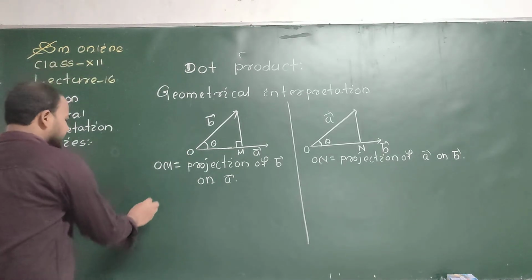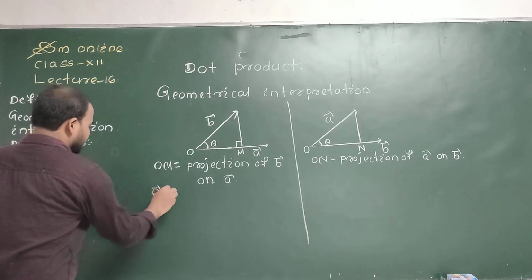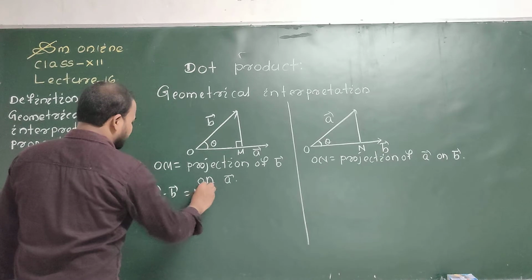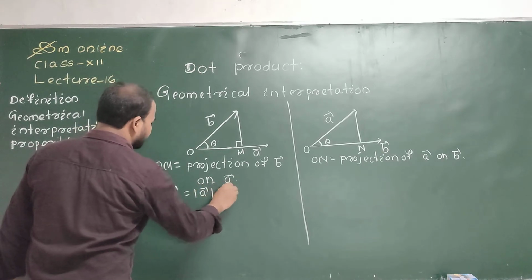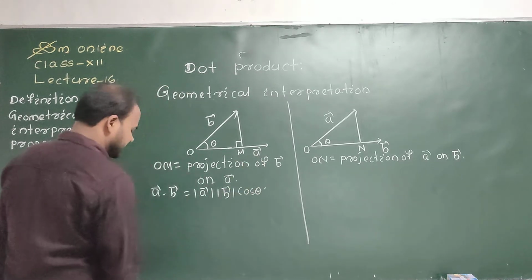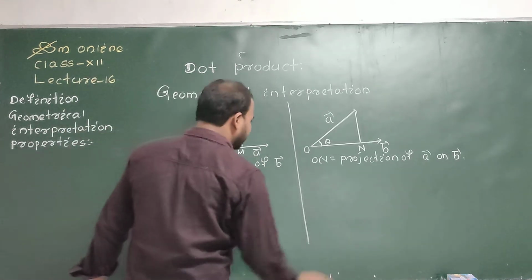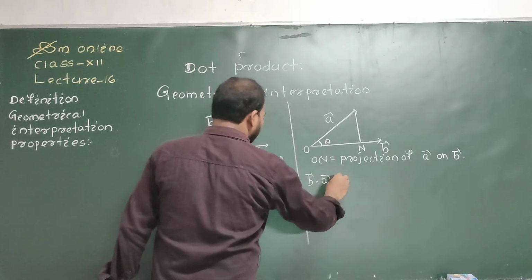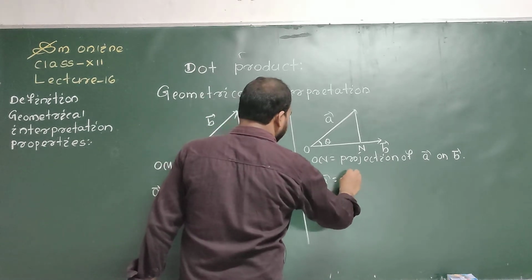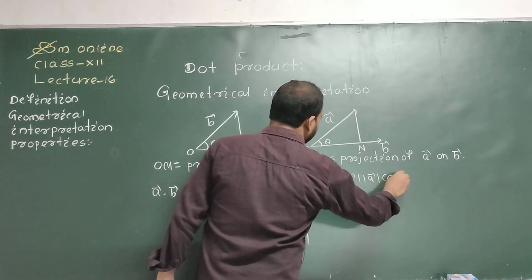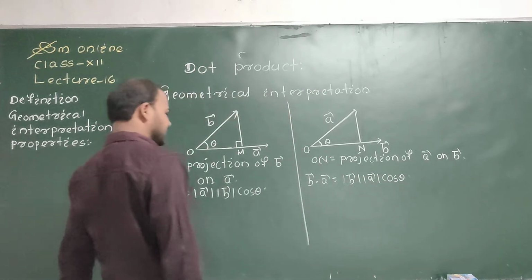Now in this case, vector A dot vector B is defined by the magnitude of A into magnitude of B into cosine of the angle between them, that is cos theta. And vector B dot vector A is equal to the magnitude of B into magnitude of A cos theta.